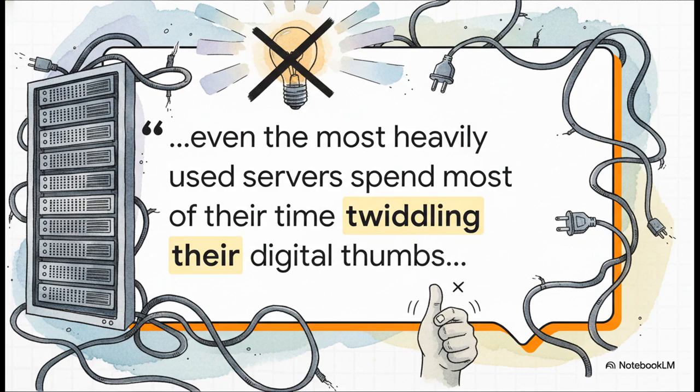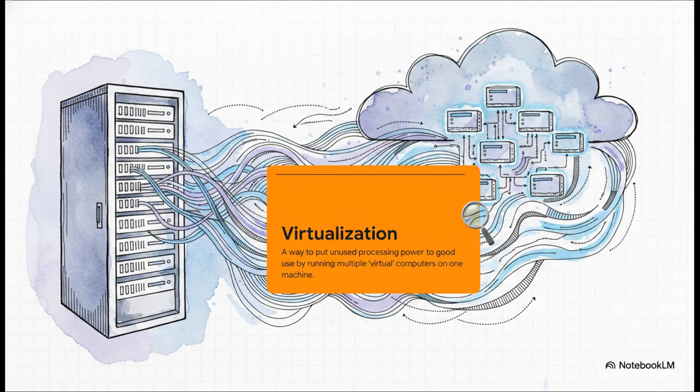You see, most physical computers, even these super powerful servers, are actually kind of lazy. As the book perfectly puts it, they spend most of their time just twiddling their digital thumbs. All that expensive hardware, all that electricity, just sitting there wasted. So, the solution was this incredible idea called virtualization. It lets you take one massive physical server and digitally slice it up into dozens, even hundreds, of smaller, completely independent virtual computers. All of a sudden, all that wasted processing power gets put to good use. This single idea, this efficiency, is the engine that makes the entire cloud possible.